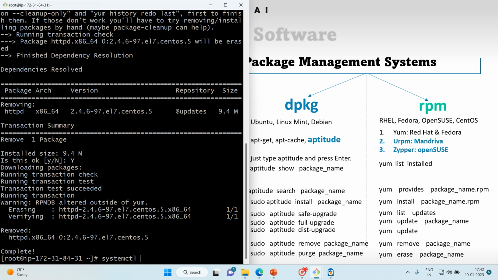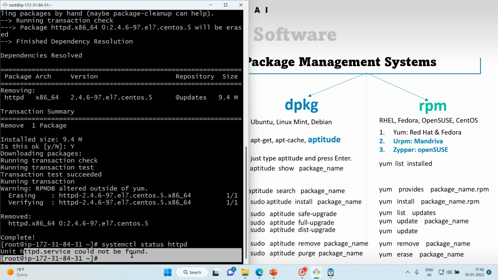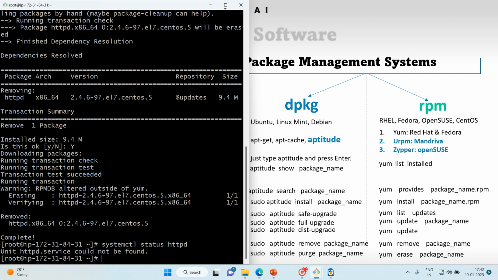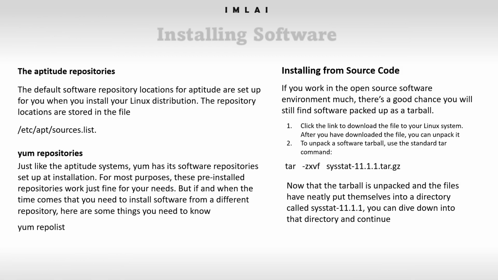systemctl status and then httpd. Yes, httpd.service could not be found. That's it. It's gone. This is how you use a package management software for installation, updation, uninstallation, removing, purging, and everything. Then we will move on to the next stage.